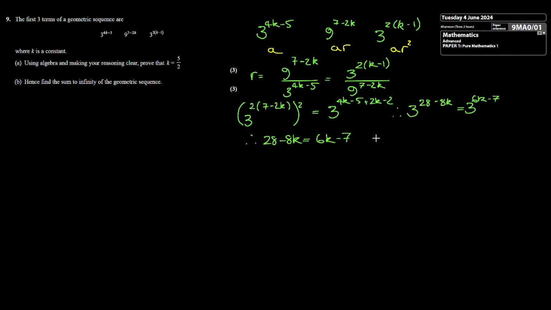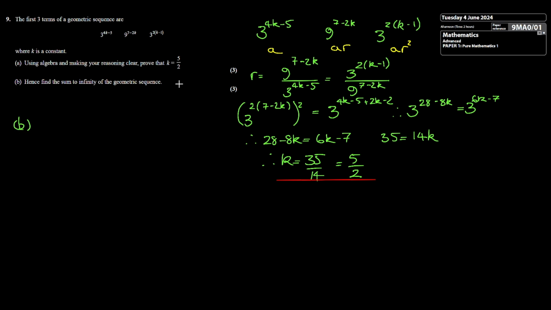Now we equate the power line. I'm going to put the k's on the right hand side and the numbers on the left. The negative 7 becomes positive, so this turns into 35, and that's equal to 8 plus 6, so this is 14k. So therefore k is equal to 35 over 14, and I can take a common factor of 7 out, which is equal to 5 over 2, which is what they wanted us to prove. So I'm confident that that is the right answer.